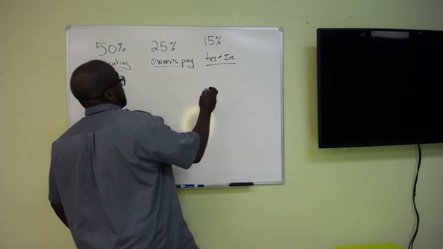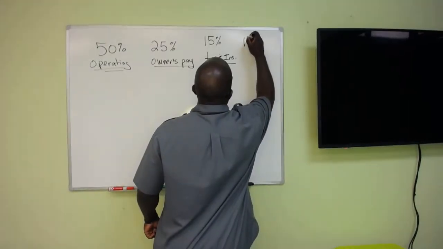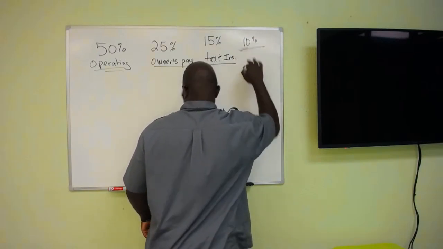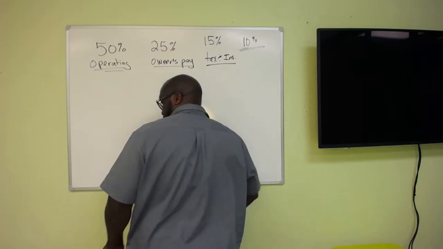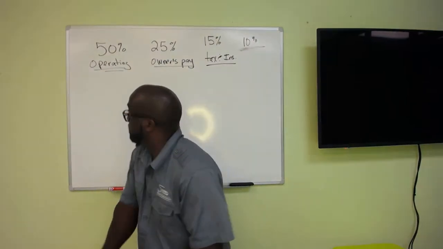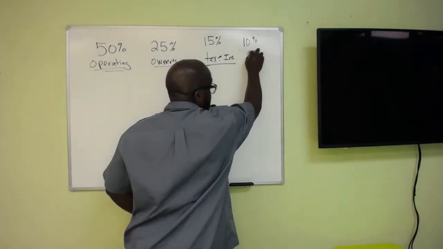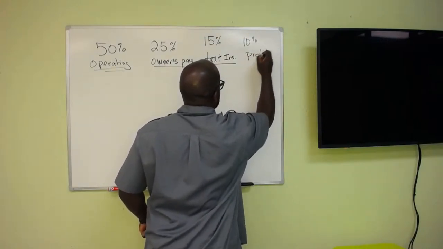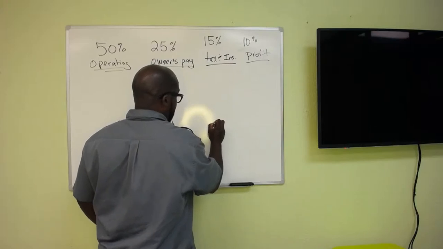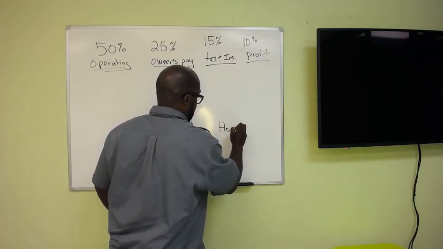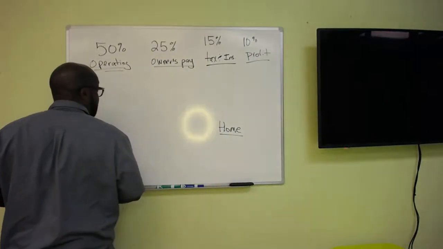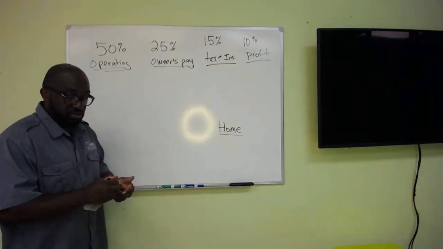The next one is going to be a 10%. Let me find my marker, my eraser. Here we go. Next one is 10%. That's going to be your profit. And then the last one down here is going to be your home. And these are the five accounts that I actually tell you to go set up.